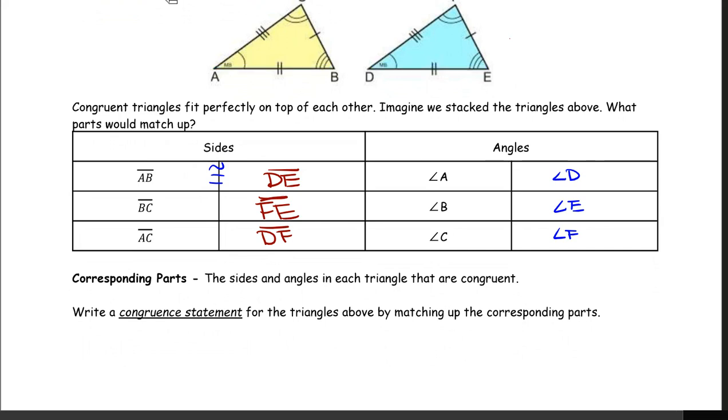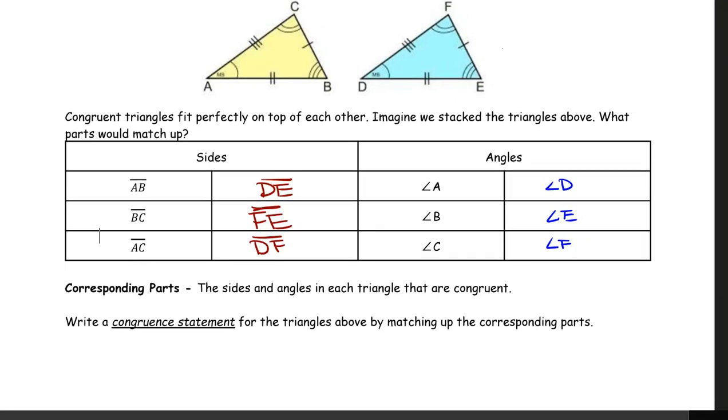Now, whenever we go to write a congruence statement, just like we would write angle AB is congruent to angle DE, that is a congruence statement. Now we're going to write congruence statements for triangles. So let's say I name this triangle up here with three letters, triangle ABC. It doesn't matter what I name this triangle. However, if I call it triangle ABC, then it is important what I call the blue triangle. And here's why. Every corresponding part has to match up.